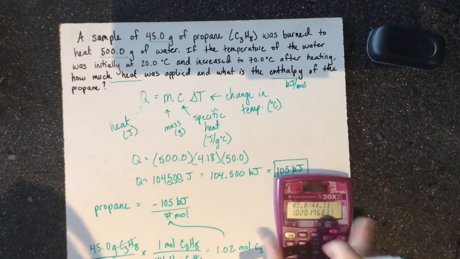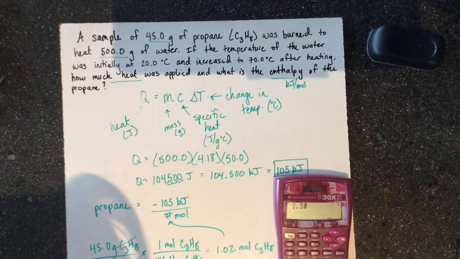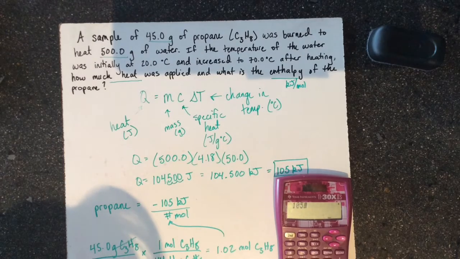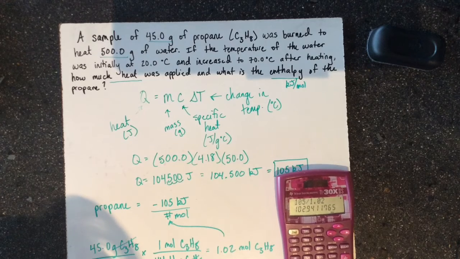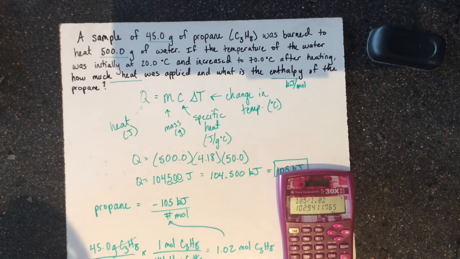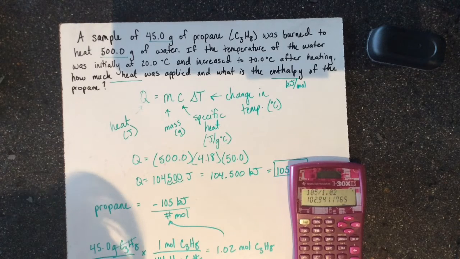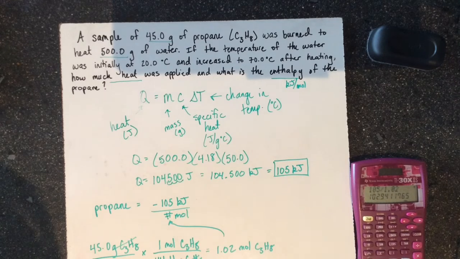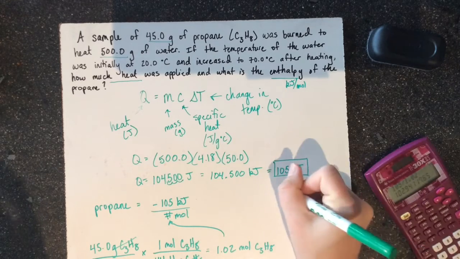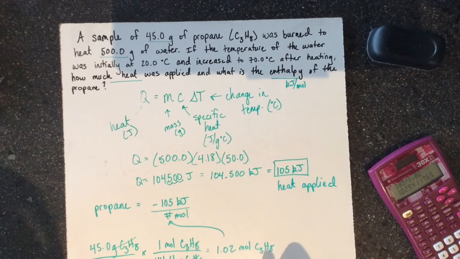Let's find what that is. 105 divided by 1.02 gives us 102.9. We need three significant figures, and it is going to be negative. So negative 103 kilojoules per mole. And that is our answer for the enthalpy. So this is the heat applied, and this is the enthalpy.